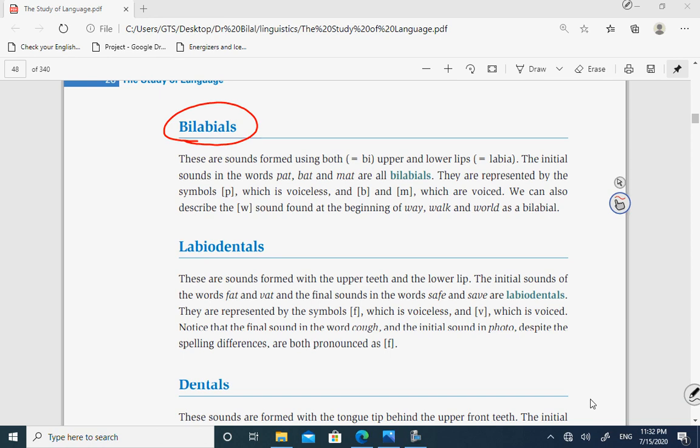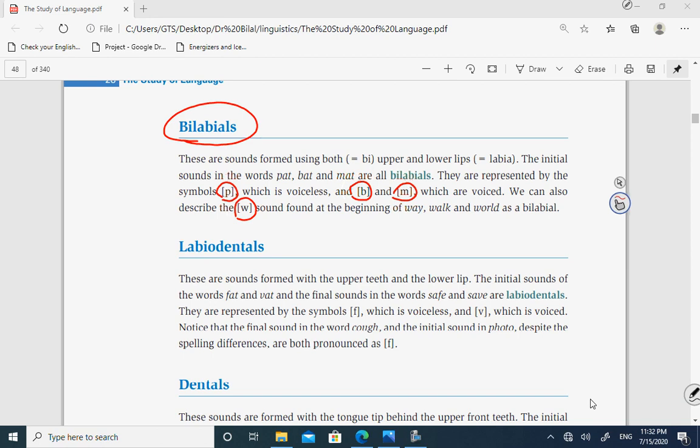Now, there are some English sounds and Arabic sounds, of course, that we can produce by using the two lips. When the two lips come together and they are closed, or semi-closed, we produce, for example, the p sound, the b sound, the m sound, and the w sound. So we have four bilabial sounds in English. We might have other sounds in other languages, but since we are talking about English, we have four sounds that could be bilabial, namely p, b, m, and w.